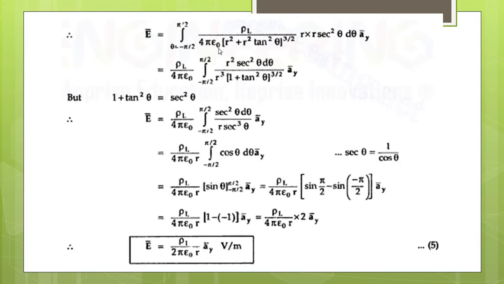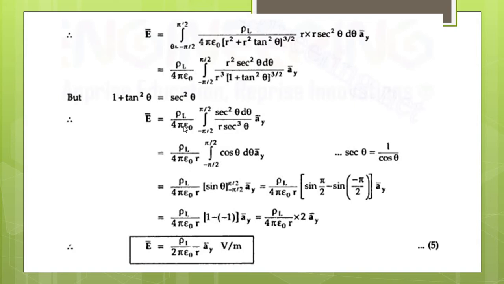Put rho L by 4 pi epsilon naught outside the integral, as this is a constant term. In the denominator we can take r square common and write 1 plus tan square theta, and here we have power 3 by 2 also. So separate them and write like this: r cube into 1 plus tan square theta whole power 3 by 2 into a y. But here 1 plus tan square theta we can write as secant square theta. So this will be r cube secant cube theta in the denominator. So r square and r cube can cancel and only one r will be left in the denominator. Secant square and secant cube you can cancel and put one secant theta in the denominator.